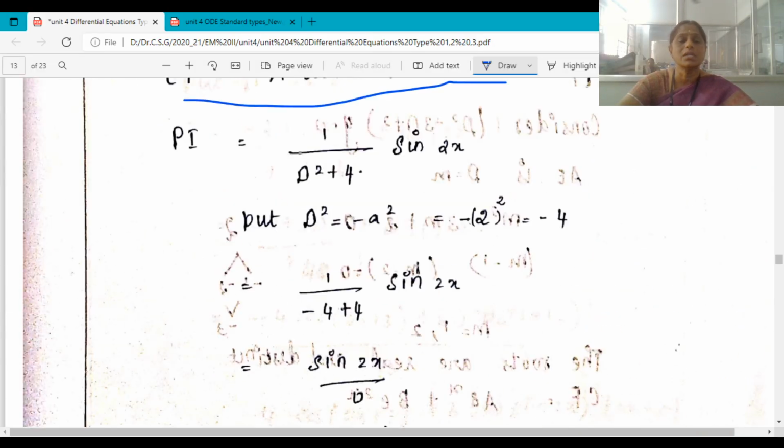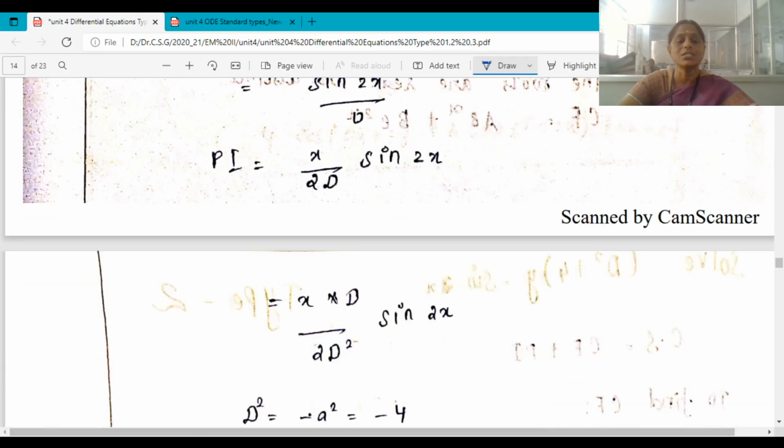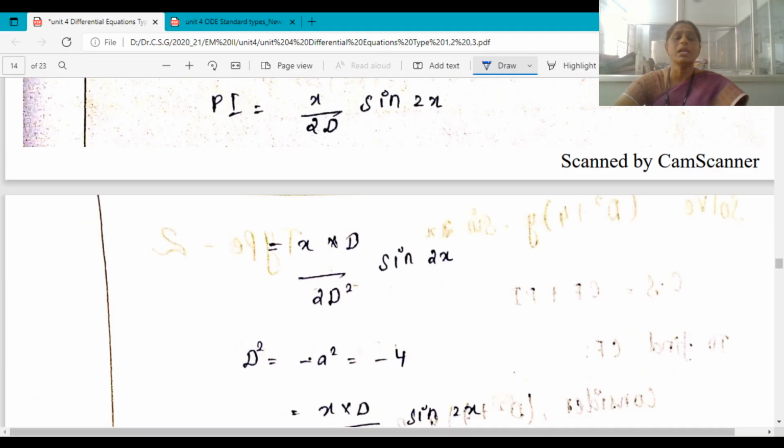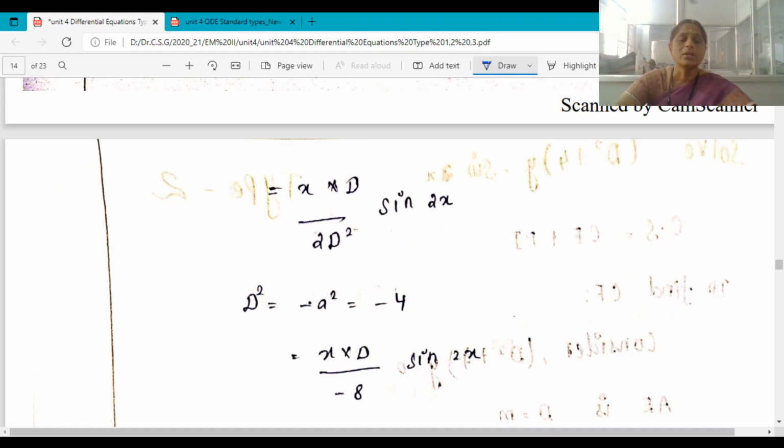So when you differentiate the denominator, the differentiation of D squared is 2D and the differentiation of 4 is 0. So it comes as x by 2D into sine 2x. And we know that for trigonometric functions, D squared is our substitution. So you multiply and divide by D. If there is any linear expression, you go for the conjugate. Here it is simply D. So you multiply and divide by D in order to make the denominator D squared. So x into D by 2D squared into sine 2x.